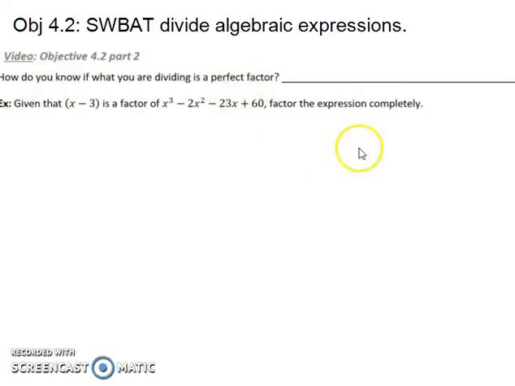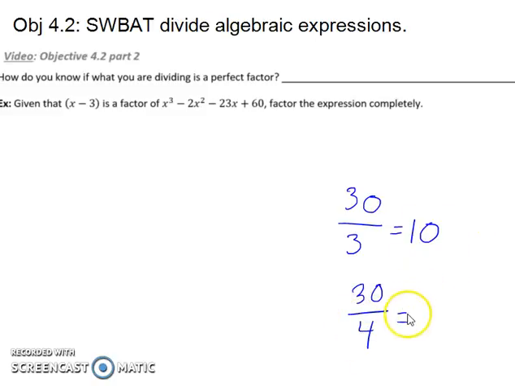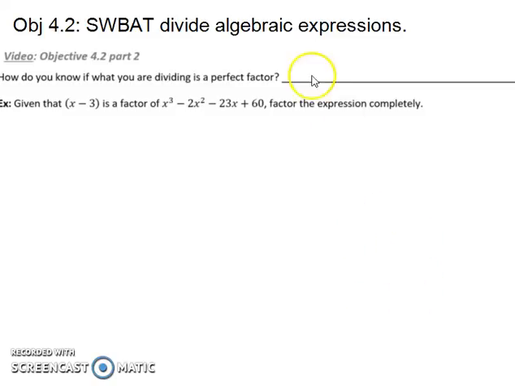We know something is a factor based on its remainder. If I give you something like 30 divided by 3, 3 is a factor of 30 because it comes out to a number with no remainder. If I say 30 divided by 4, that is not a factor. 4 is not a factor of 30 because when you divide it, you get a remainder here. So that is going to be where we start. If the remainder is 0, then you know that something is a perfect factor.